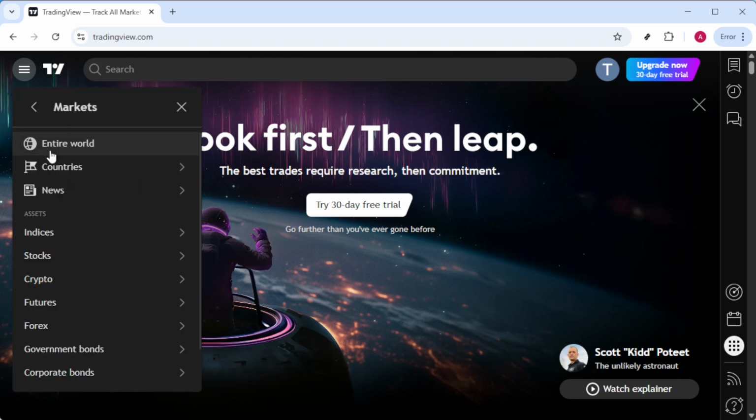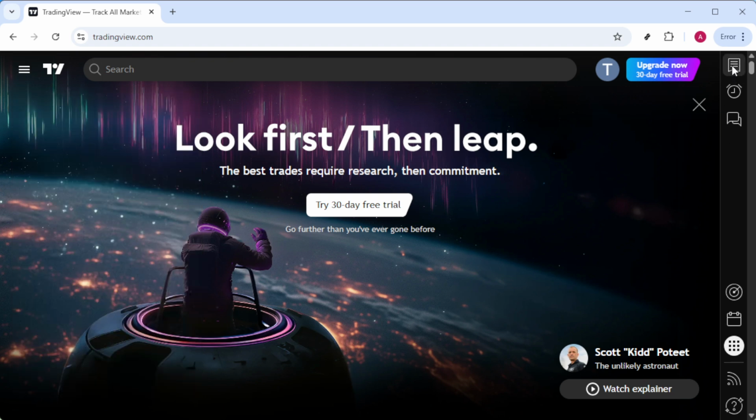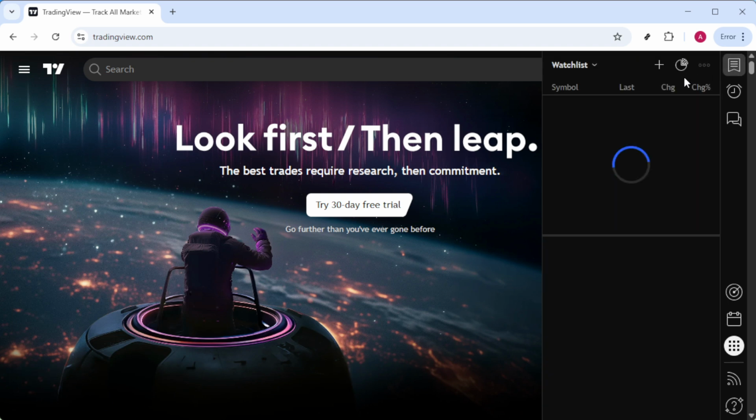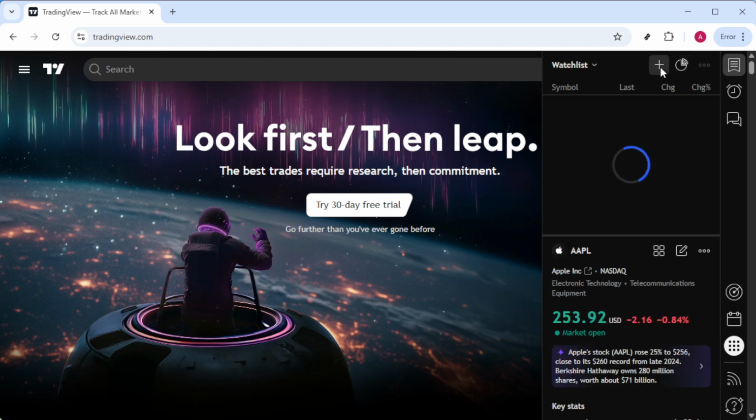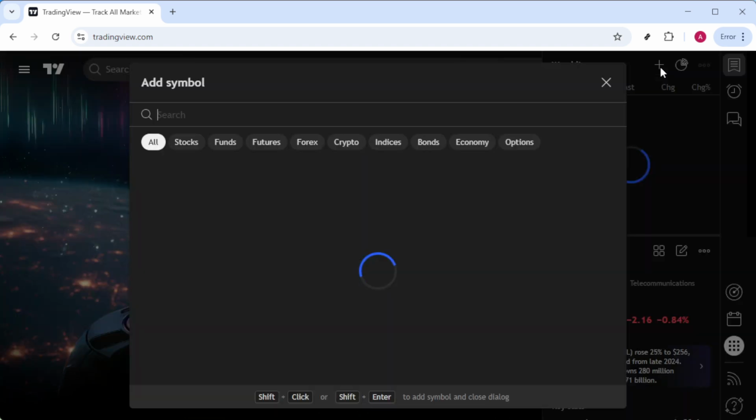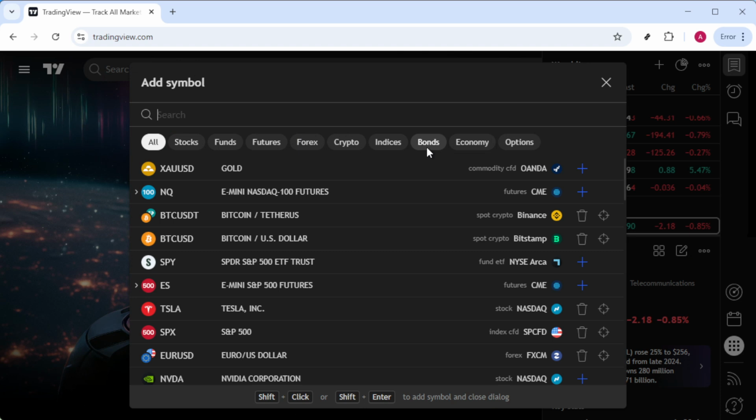Now, once you're comfortable, let's get into the core task. Spot the plus sign. This is your tool for adding trading symbols to your watch list. You'll find an impressive variety of symbols to choose from, including stocks, funds, futures, forex, cryptocurrencies, indices, bonds, economy indicators, and options. The platform is designed to cater to a wide range of trading interests, so there's something for everyone.